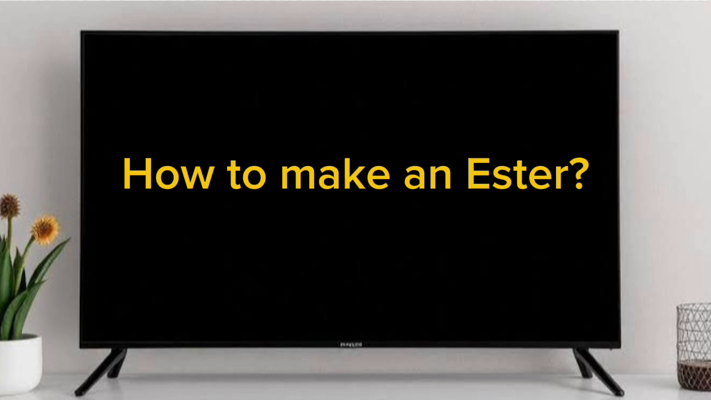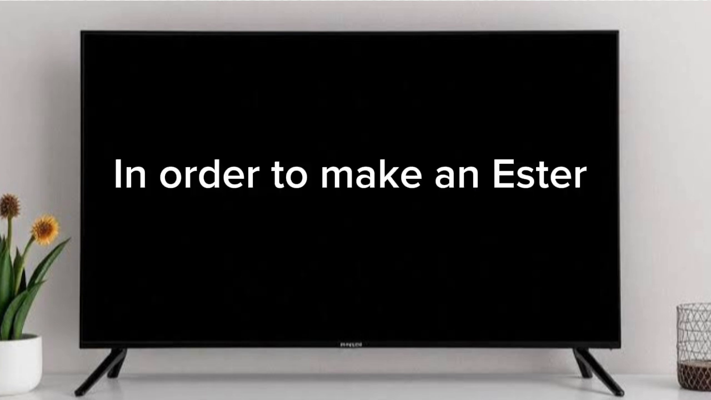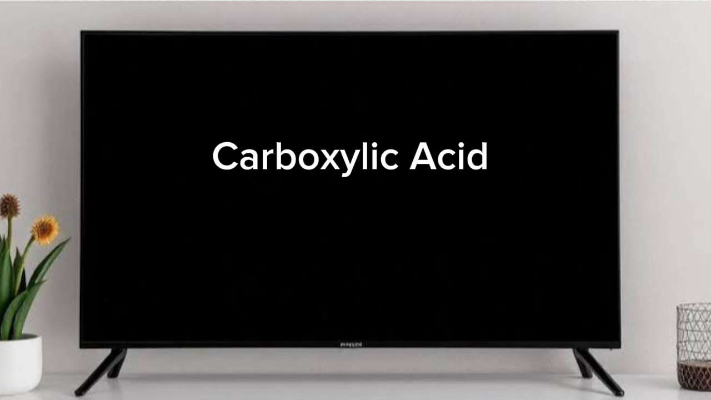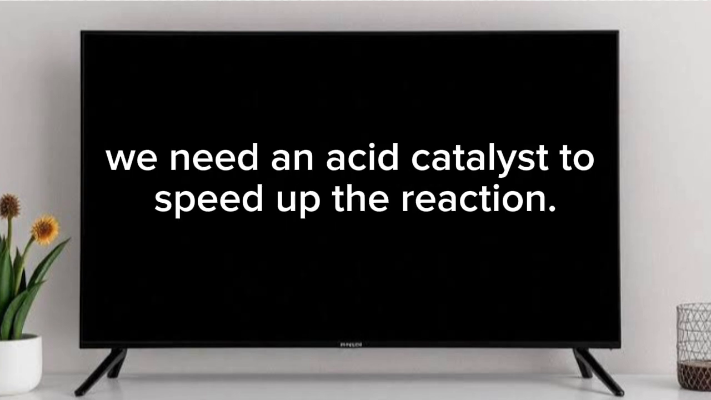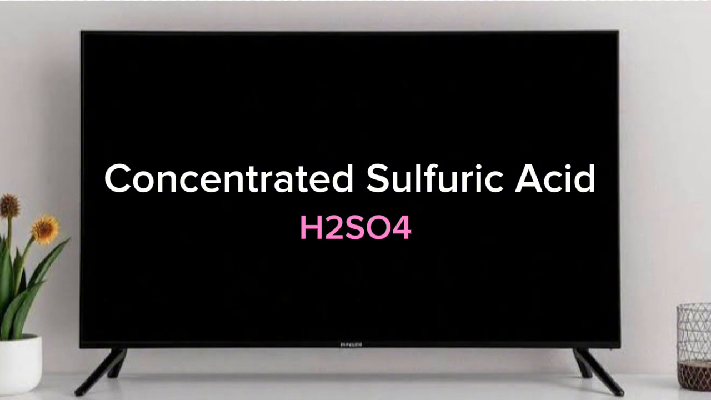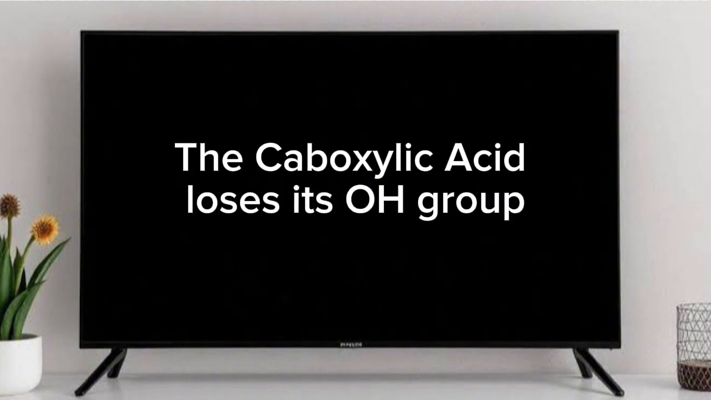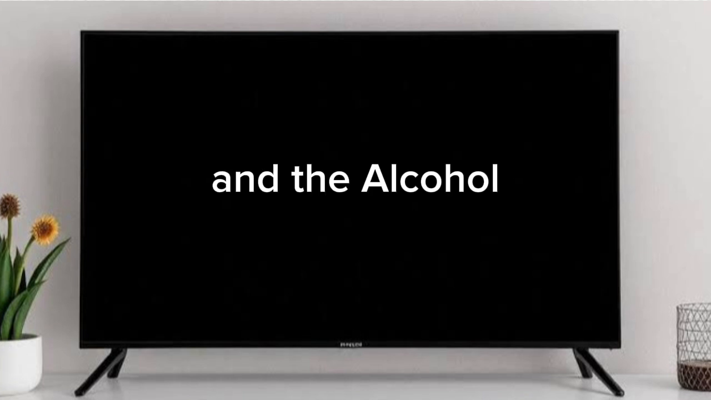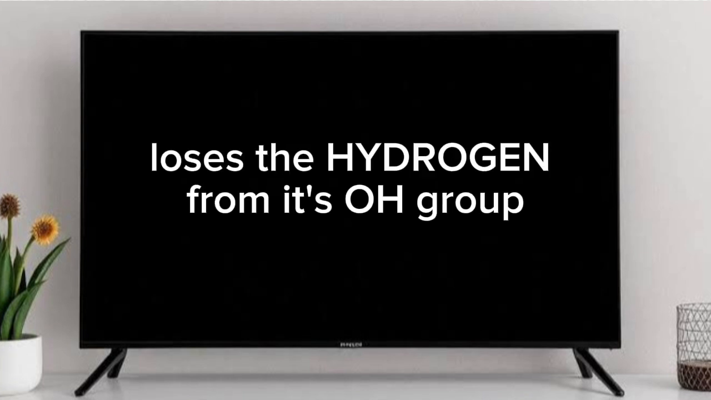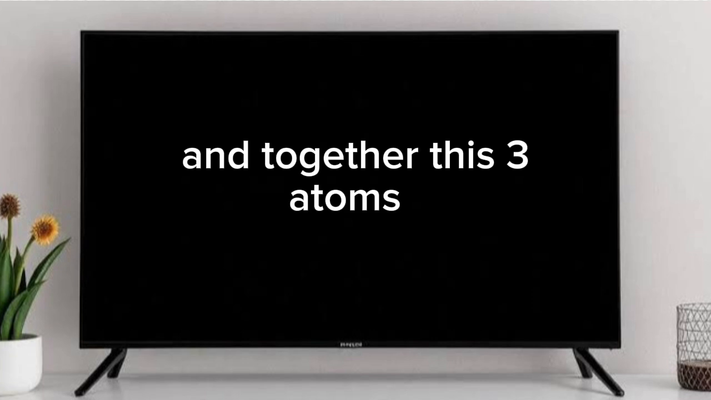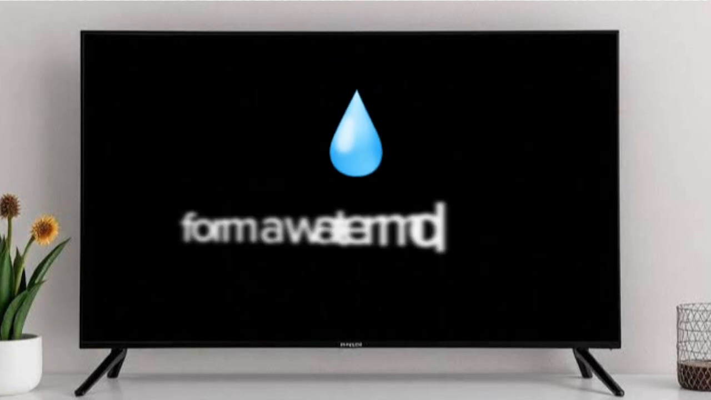How to make an ester? In order to make an ester, we have to use carboxylic acid and alcohol. We also need an acid catalyst to speed up the reaction. We normally use concentrated sulfuric acid. When they combine, the carboxylic acid loses its OH group, and the alcohol loses the hydrogen from its OH group. Together these three atoms form a water molecule, which we call the byproduct of the reaction.